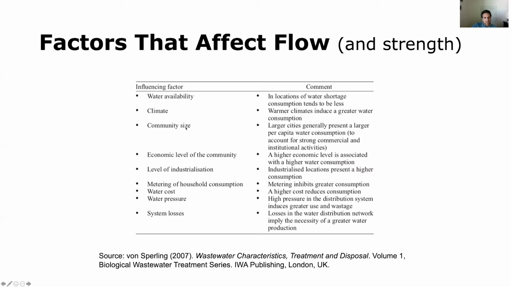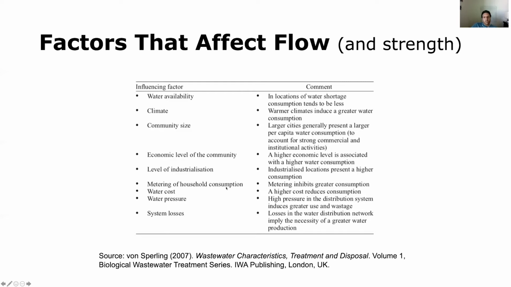The community size also is a factor that influences flow. So larger cities generally present larger per capita water consumption because you have a lot of commercial and institutional activities. In smaller cities, you might see lower per capita water consumption. The economic level of the community, of course, as well, because a higher economic level would tend to have more commercial and industrial or institutional uses, which would contribute to higher flow rates of sewage.